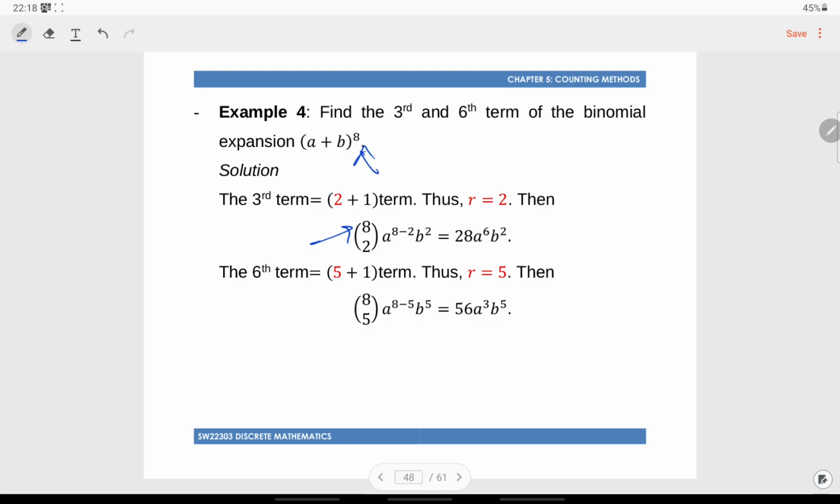And how about the sixth term? The sixth term, we can generalize this one. It becomes 5 plus 1 because the third term is 2 plus 1. So the sixth term is 5 plus 1, which means our r equals 5. Back to the binomial expansion formula, for 8 choose 5, we multiply with a to the power of 8 minus 5, and we multiply by b^5. We compute this, and finally, the outcome is 56 a cubed b^5. So this is the sixth term in the binomial expansion of (a + b) to the power of 8.